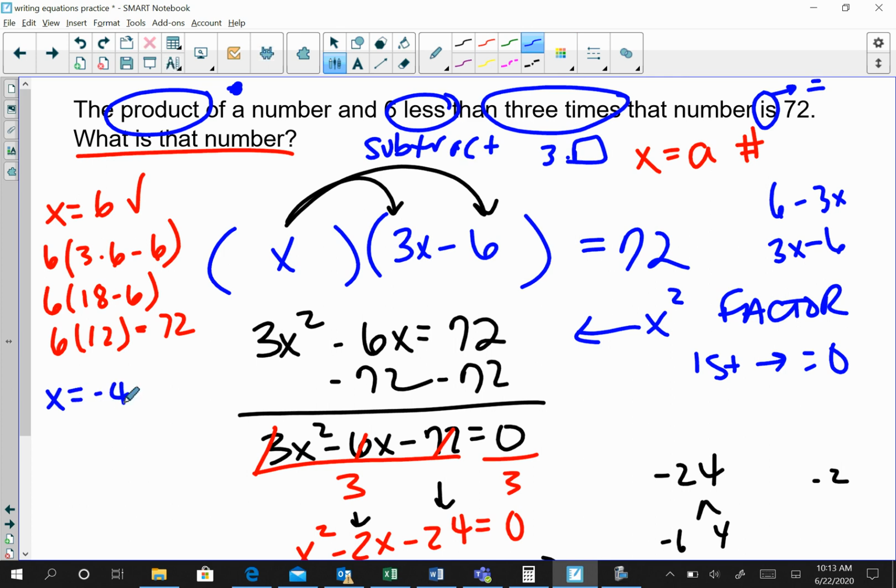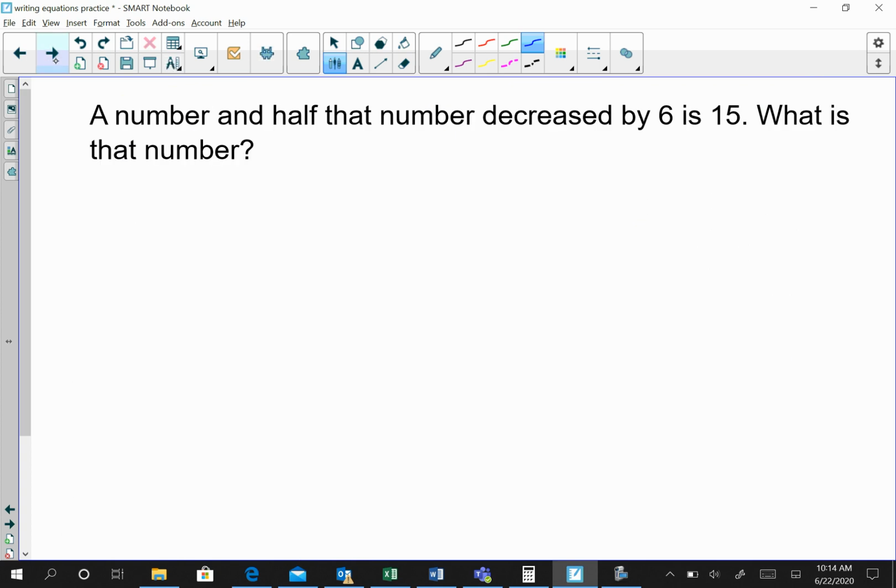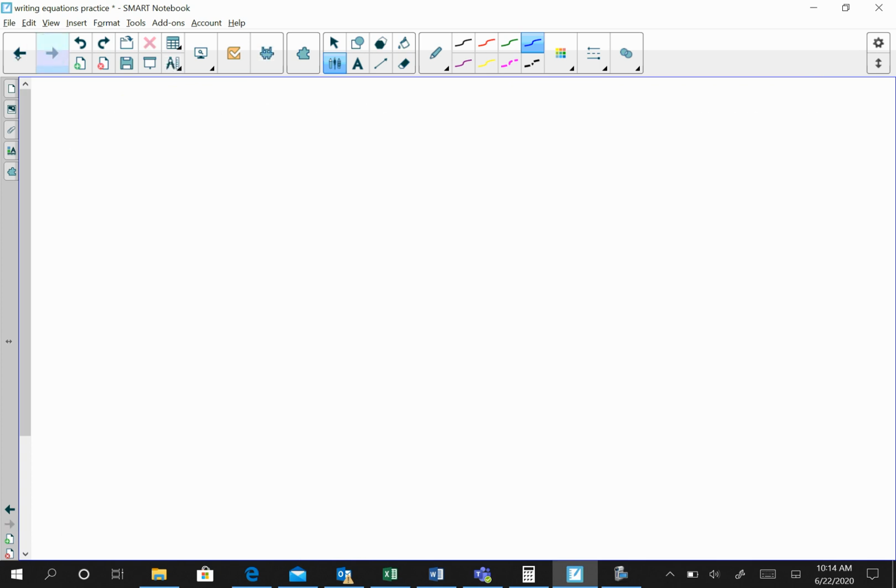X is negative 4. Negative 4 times 3 times negative 4 minus 6. Negative 4 times negative 12 minus 6. Negative 4 times negative 18 is a positive 72. So negative 4 works as well. Yay. I think this is the last one. Nope, we got 2 more.